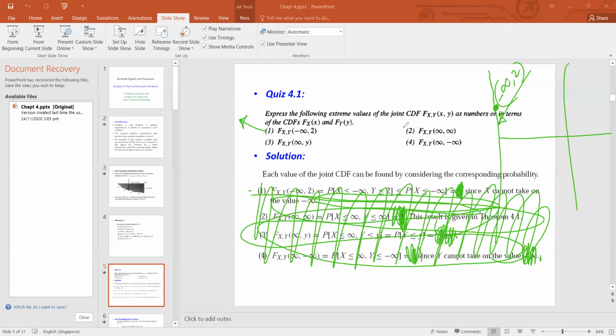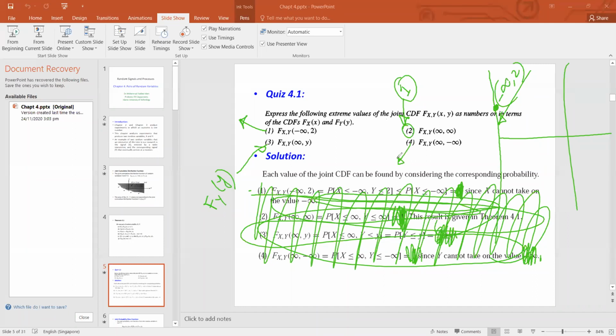What about number 2? That will be 1. Very good. What about this one, F(x, infinity)? Sir, 1 again. No, this is equal to F of x. Sir, F of y? This is equal to F of y. Because if you go to minus infinity it will be 0, but to make it 1, both have to be infinity, just like number 2. But number 3 will be F of y. What about number 4?